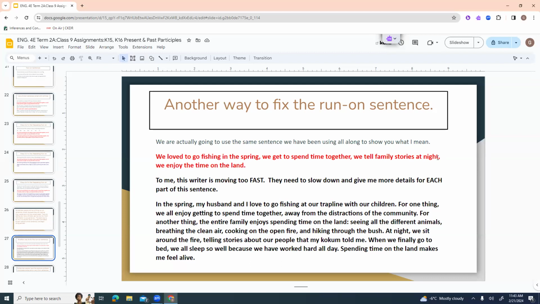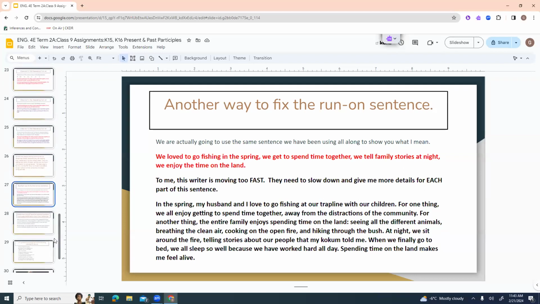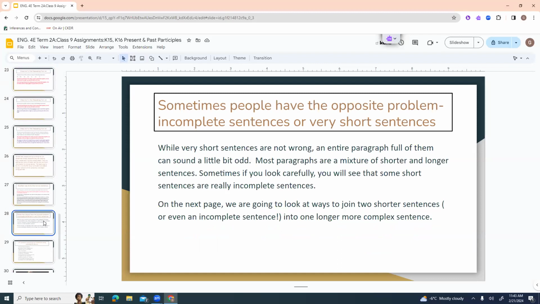Are you maybe not telling enough details and you're trying to pack too much information into one sentence? Maybe you need to take a tiny part of that sentence, slow down, and give me some more details so I can picture it, like a little tiny movie almost. All right, we're getting close to the end of our time here.